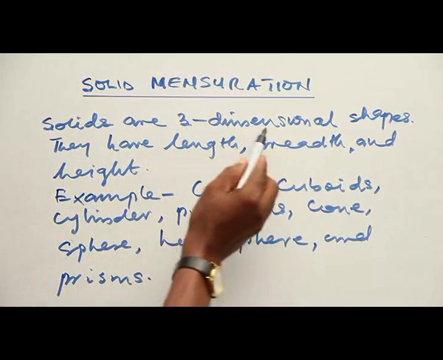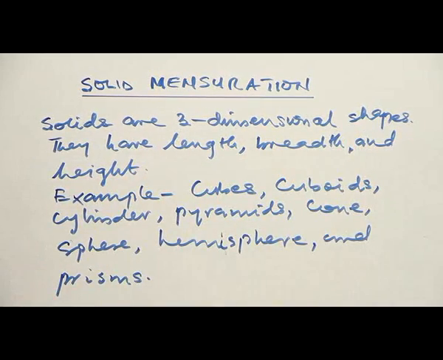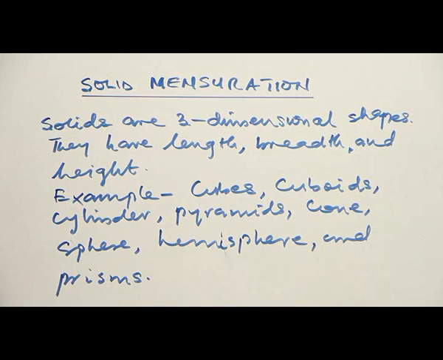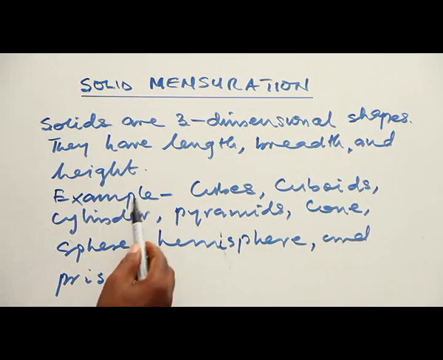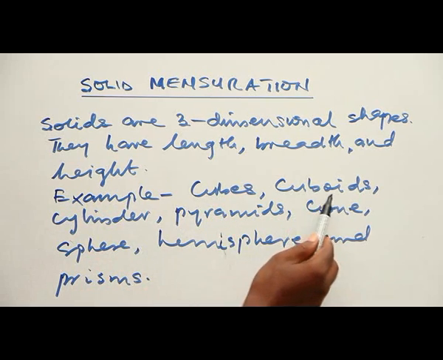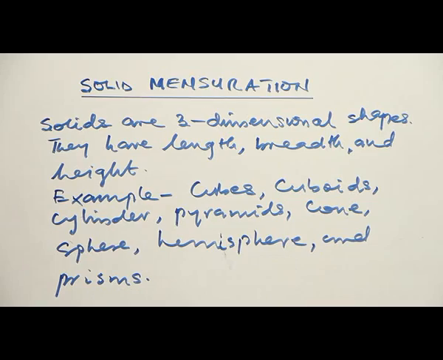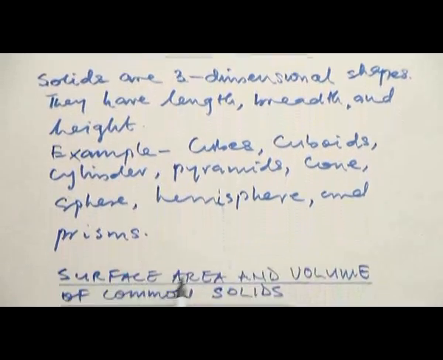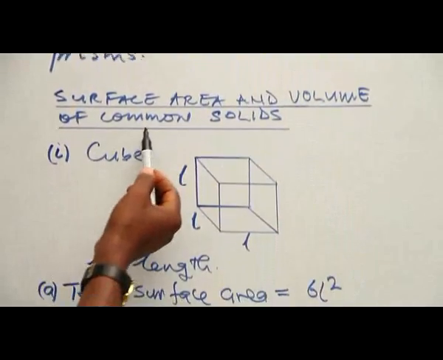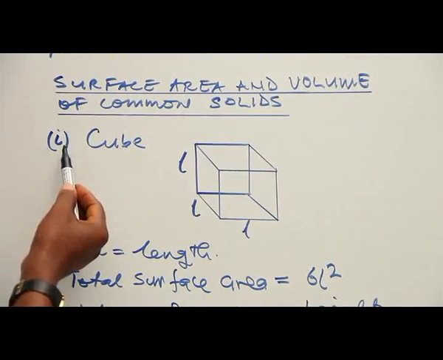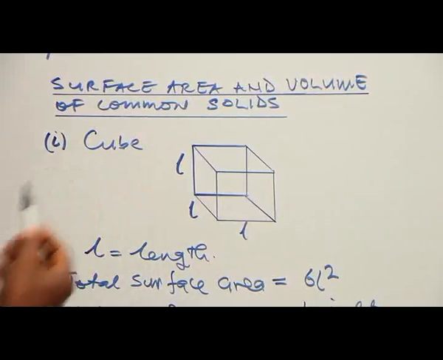Solids are three-dimensional shapes. They have length, breadth, and height. For example, cubes, cuboids, cylinder, pyramids, cone, sphere, hemisphere, and prisms. We shall be looking at the surface area and volume of common solids. Let's take the first case, the cube.